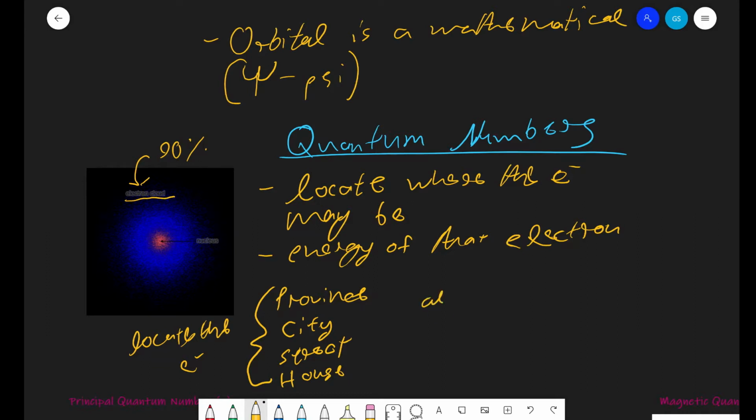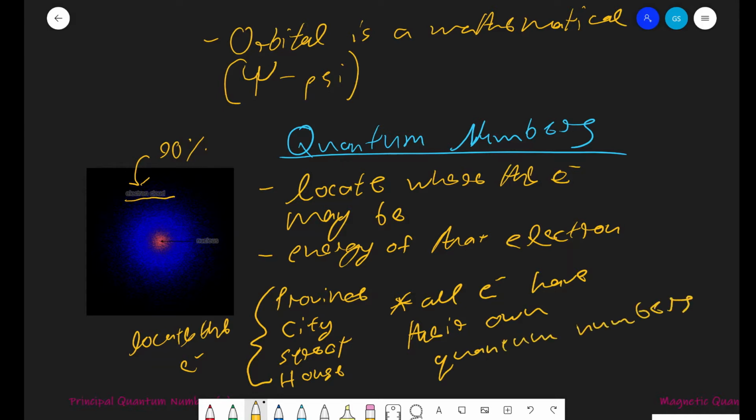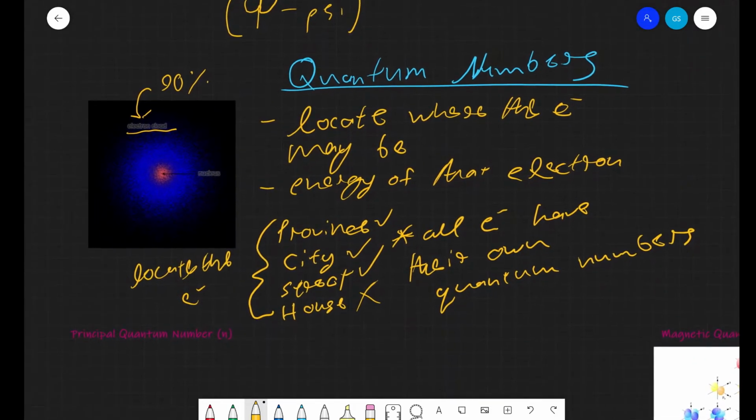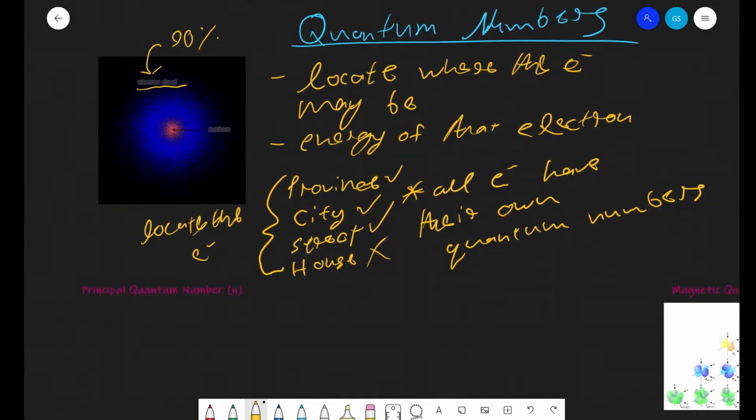And what is important to keep in mind is that every electron has its own unique quantum numbers. So all electrons have their own quantum numbers. What that means is, let's say, two electrons can be in the same province, they can be in the same city, they can be in the same street, but they cannot be in the same house. Basically, the way to think about them is they don't get along. They can never be roommates. So that's basically it. Every electron has their own quantum numbers.